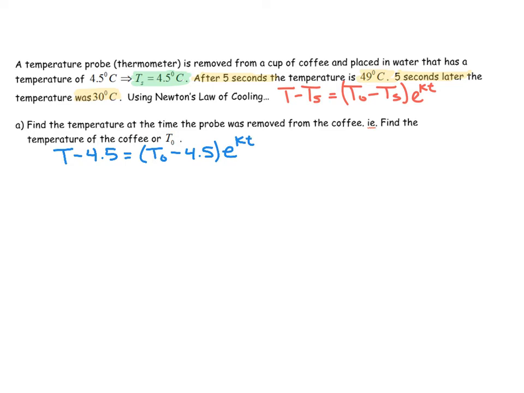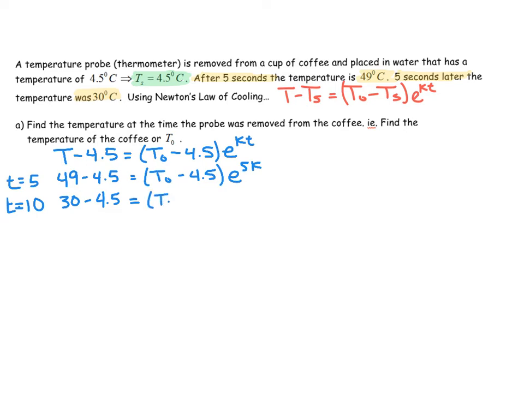And now we're going to take the information they gave us and plug it in. When t is equal to 5, the temperature of the thermometer is 49, so we put 49 in for T, minus 4.5 equals T sub 0 minus 4.5, and that was after 5 seconds, so we get e to the 5k. 10 seconds after we put it in the cup, the temperature of the thermometer is down to 30 degrees, and that will equal T sub 0 minus 4.5 times e to the 10k.